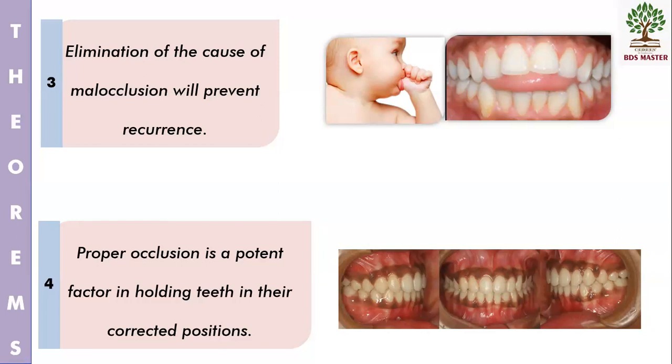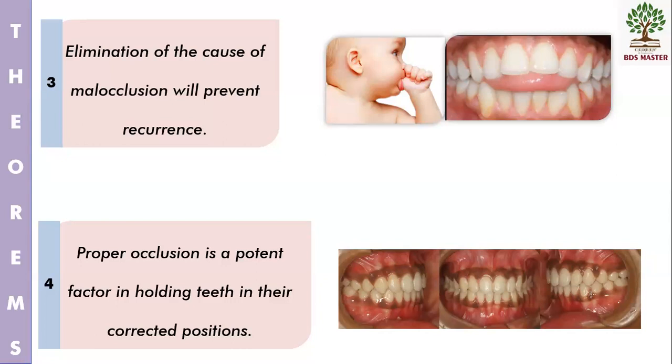Thumb sucking, habit. So basically any habit, right? So you know what happens because of thumb sucking or tongue thrusting. You will have a malocclusion, proclination, open bite, all of that. Now imagine if you're treating all this without actually addressing the cause. What do you think will happen?